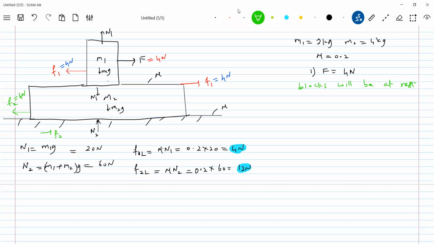Say a similar thing. This F1 will become internal. What is the 4 Newton? When the blocks M1, M2 move together, it is only when the friction acting is equal to the limiting friction. Then how much is it? It's 12 Newton. So therefore this 4 Newton cannot shift the blocks M1, M2, no?